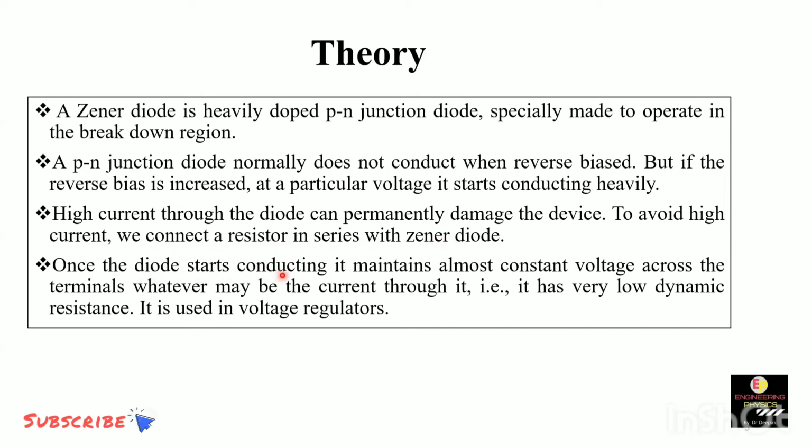Once the diode starts conducting, it maintains almost constant voltage across its terminals. Whatever the current through it, it has a very low dynamic resistance. It is used in voltage regulators.